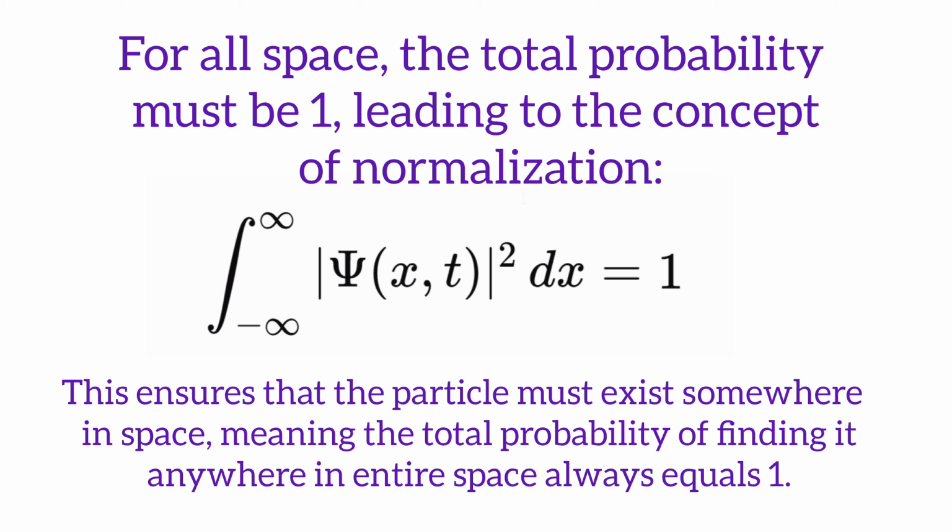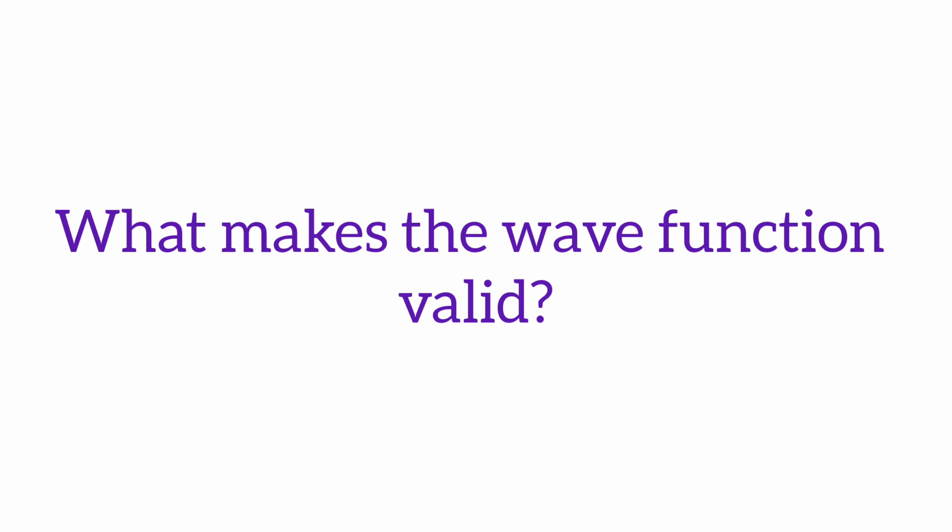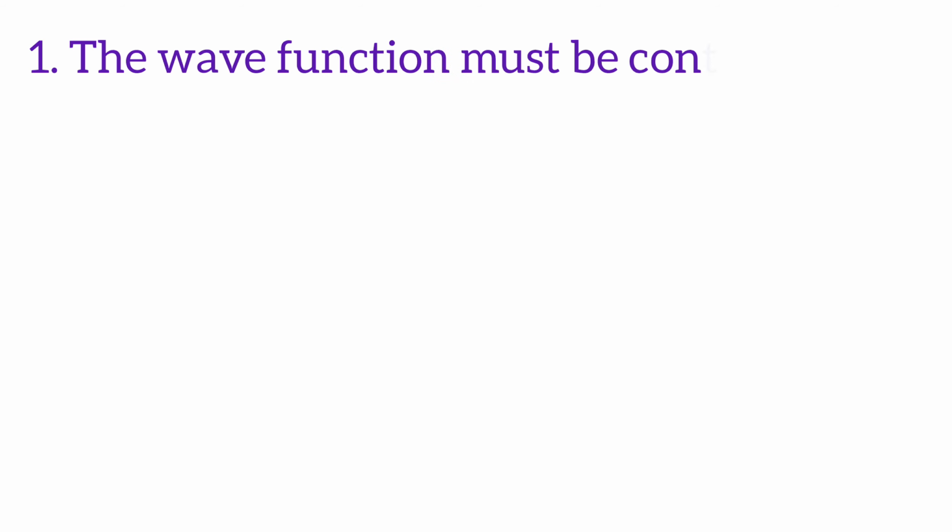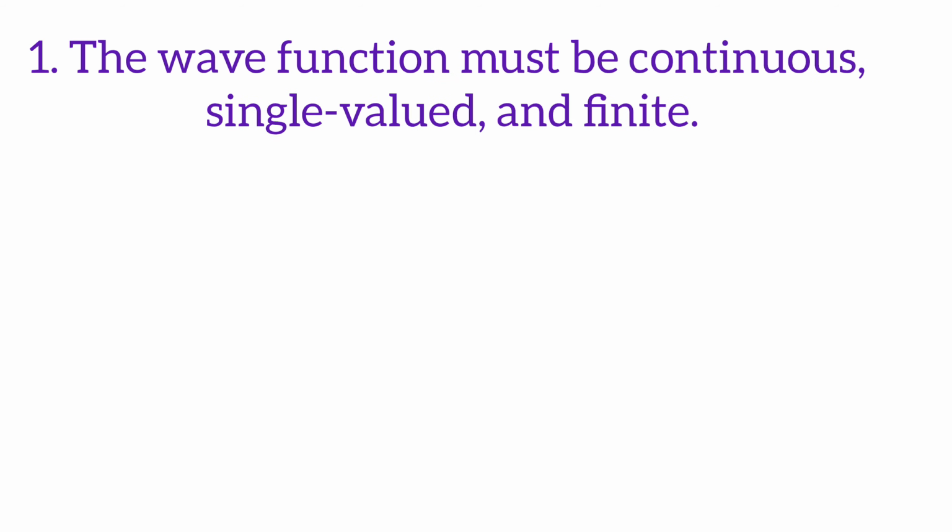Now that we understand the probability interpretation of the wave function, an important question arises: what makes a wave function valid? Not every mathematical function can describe a quantum system. To be physically meaningful, a wave function must satisfy certain conditions. A valid wave function must satisfy the following conditions. First one is, the wave function must be continuous, single valued and finite.